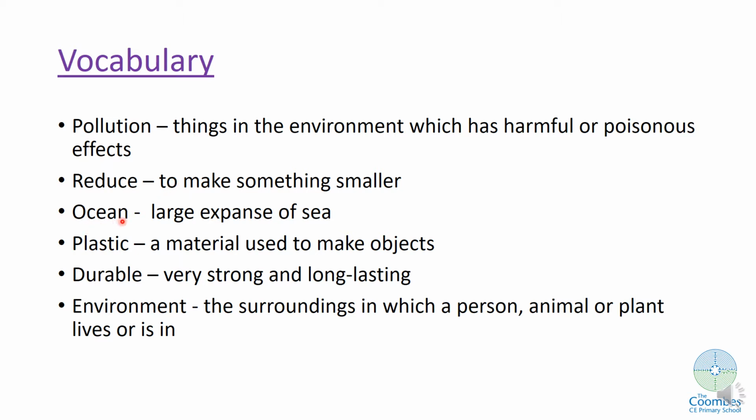An ocean is a large expanse of sea, so that's where all the seas in our world come together and they make different oceans. Plastic is a material that we use a lot to make different types of objects. Durable is a material that is strong and lasts a long time. An environment is the surroundings in which a person, animal or plant lives or is currently in.